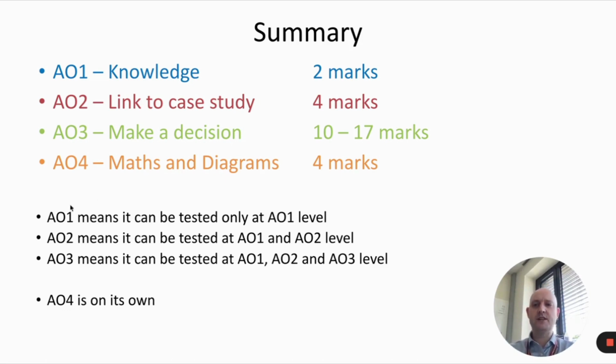Just to emphasize, AO1 means it can be tested at a maximum of AO1 level. AO2 means a maximum of AO2. So they could ask you an AO1 question or an AO2 question. AO3 means it can be either AO1, 2, or 3. This might be a bit confusing at the moment, but the more you practice, you'll get it, don't worry. AO4 is on its own, so it's not related to the other assessment objectives.